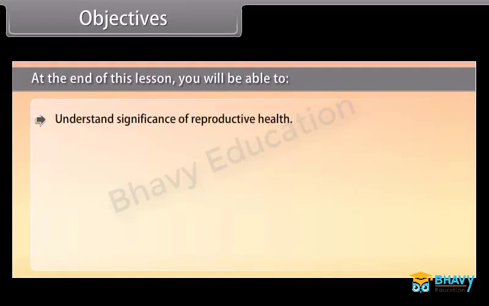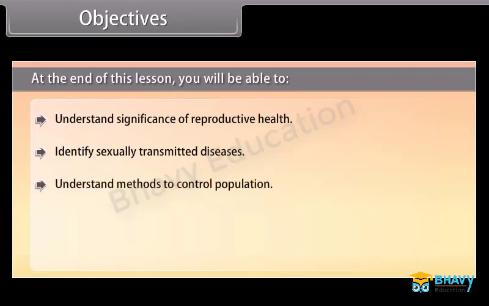Objectives. At the end of this lesson, you'll be able to understand the significance of reproductive health, identify sexually transmitted diseases, understand methods to control population, understand sex ratio, and identify population size.